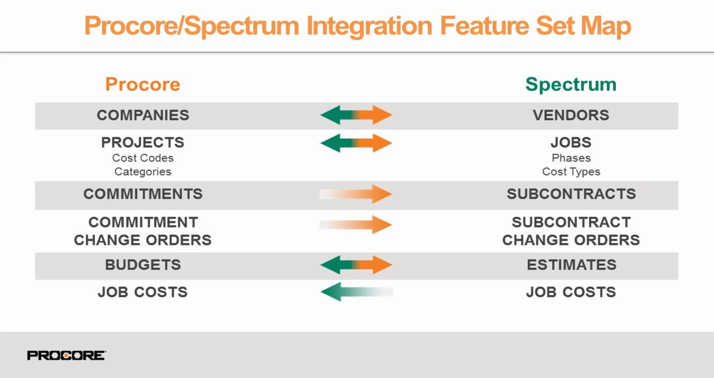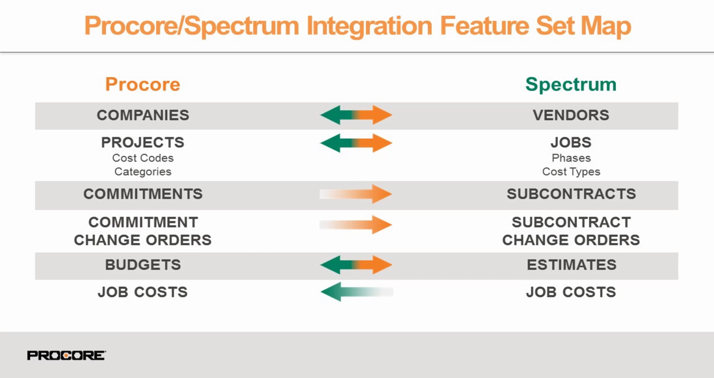On the next row, we see another area with bidirectional integration. Once your project is synced with a job in Spectrum, you have the flexibility to decide to enter your budget information for the project in Procore and export it to Spectrum, or if you prefer, you can continue entering your project estimate in Spectrum, and from there it can be imported into Procore with the click of a button.